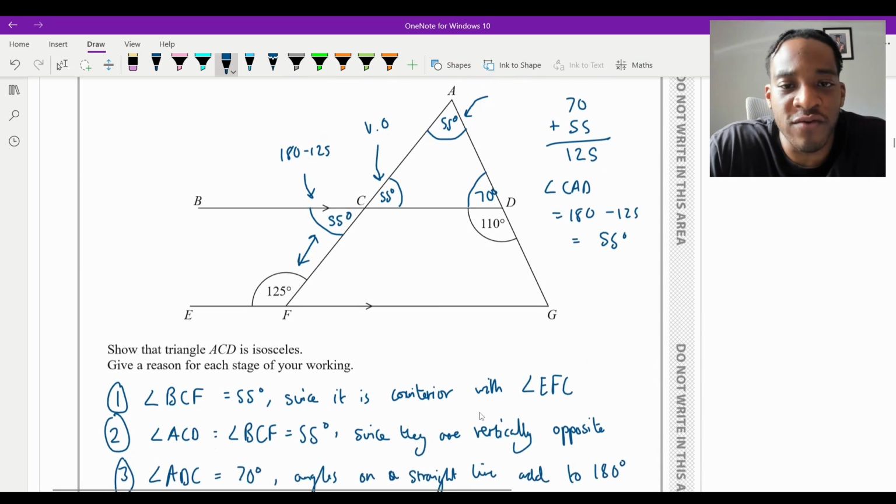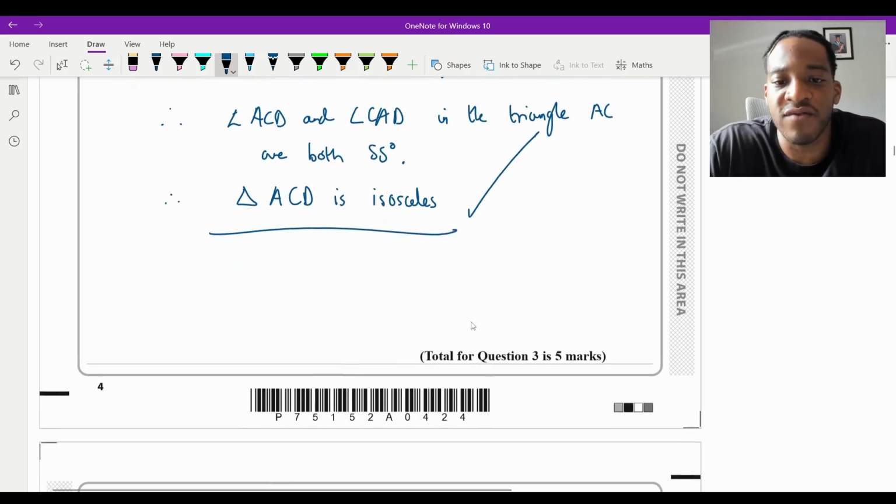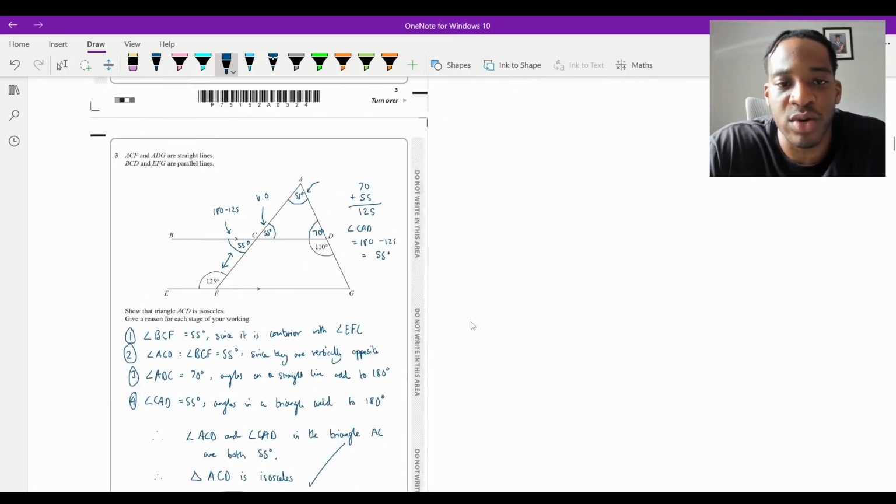And that's it. You've given all of the rules, each stage of the working, that will give you the 5 marks. Let me just zoom out so you can see all of the working.